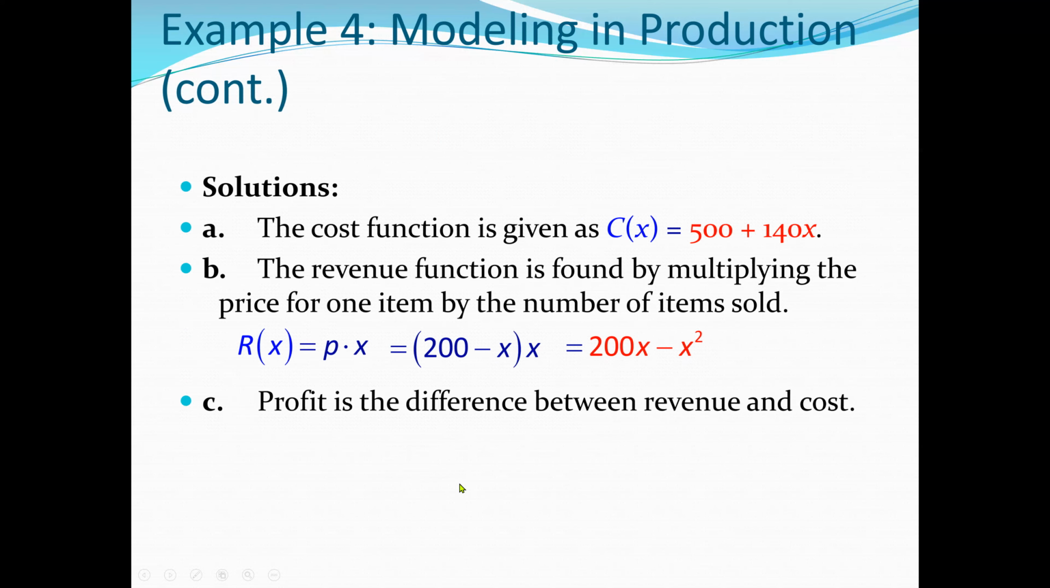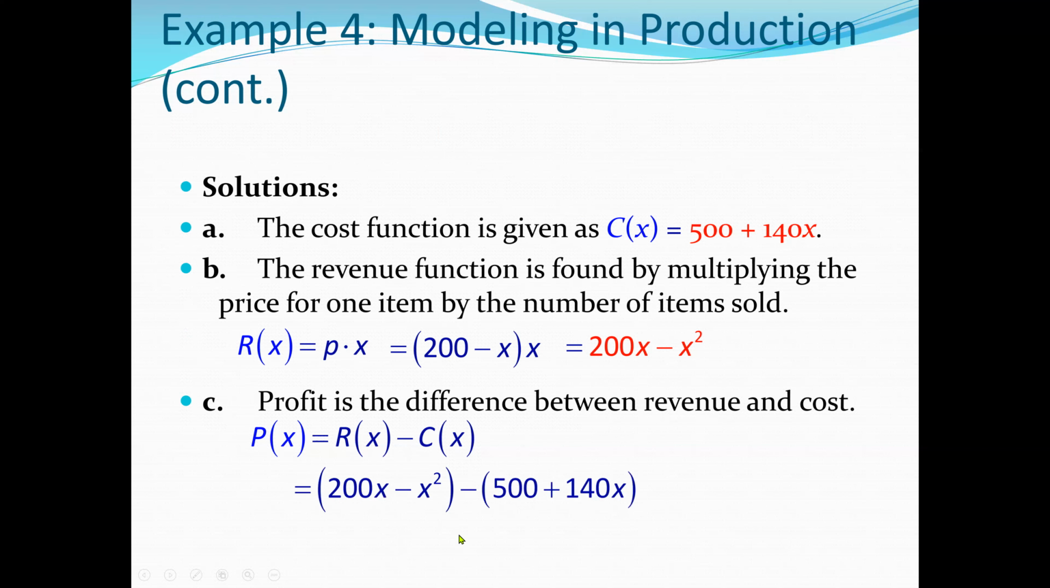Now we go to C. We should find the profit. So to find the profit, it will be the difference of the revenue and the cost. So we have R at X minus C at X. So we know R at X is 200X minus X squared. C at X is 500 plus 140X. So that's what we have here.